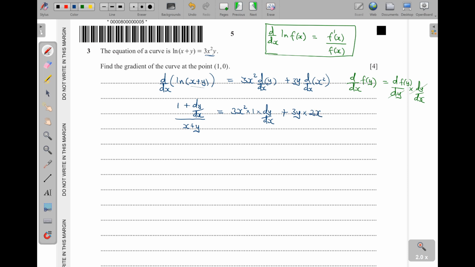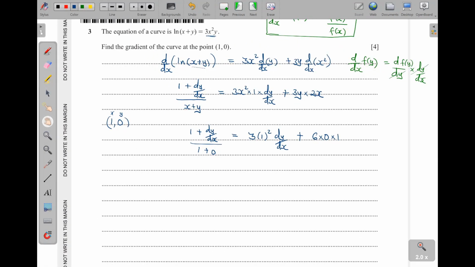Okay? So remember, I'm given these coordinates, x being equal to 1 and y is 0. So I just substitute accordingly. So 1 plus dy/dx, out of 1 plus 0, is equal to 3 times 1 squared, then dy/dx, then plus 3 times 2, that is 6. Then y is 0, of course x is 1. Now we make dy/dx the subject of the formula. You don't need to simplify this to find the dy/dx. They just need the value of that dy/dx. So here we can make it now the subject.